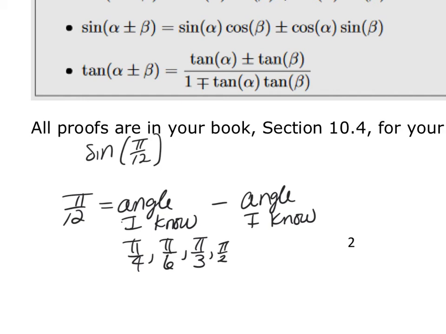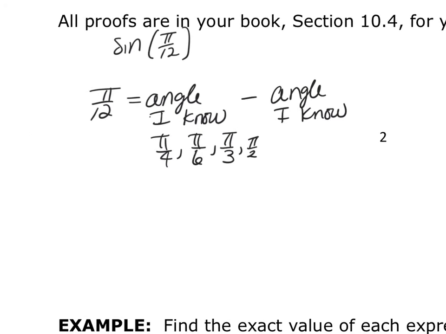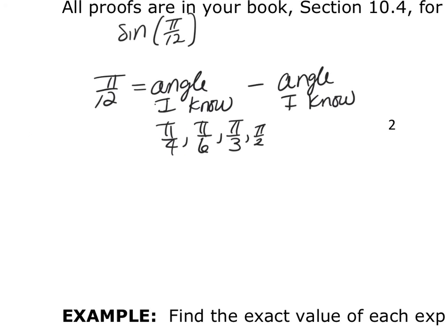Do all of these have the same common denominator? No, so let's make them the same common denominator. The common denominator should be 12. So this first one I can write as 3 pi over 12. The second one I can write as 2 pi over 12. The third one I can write as 4 pi over 12. And the last one I can write as 6 pi over 12. Why did I write them all over 12? It is my common denominator, and it's also the thing that I'm chasing here.